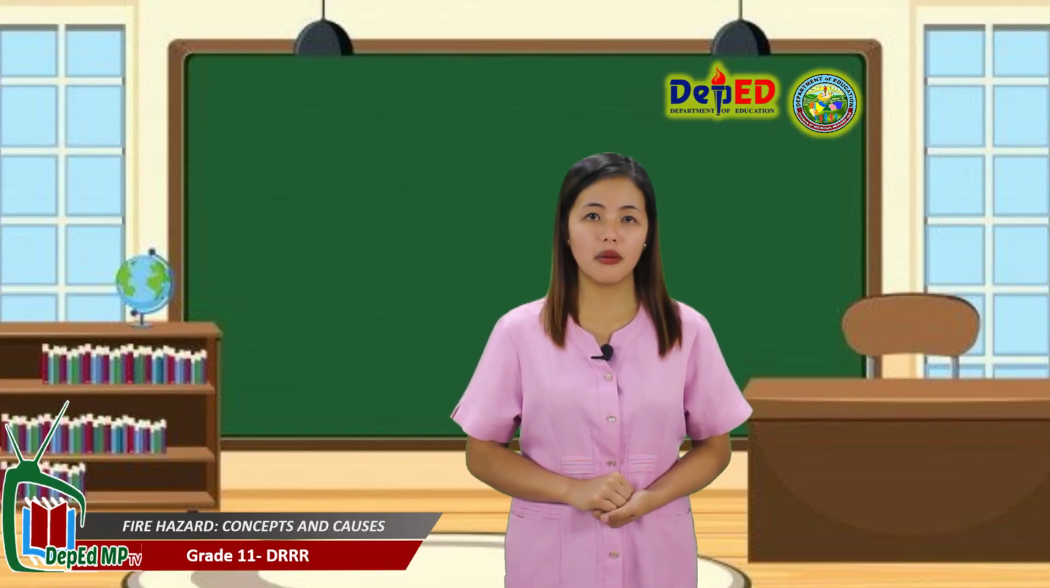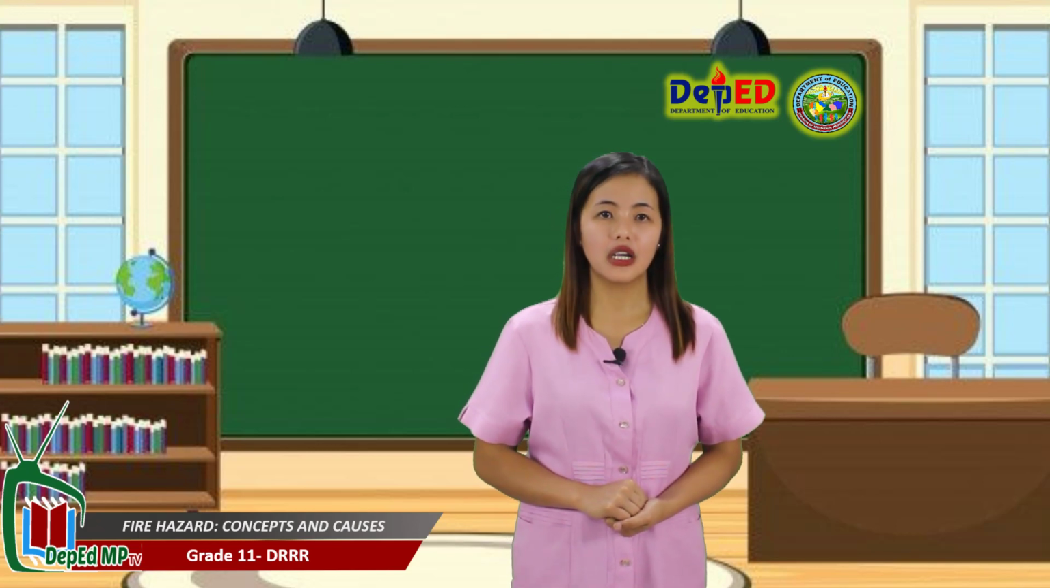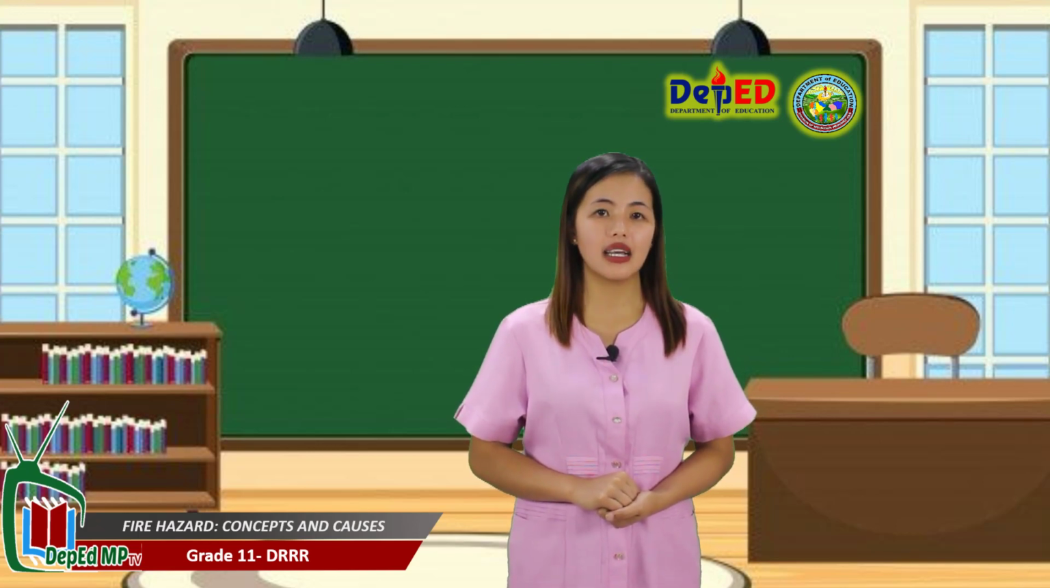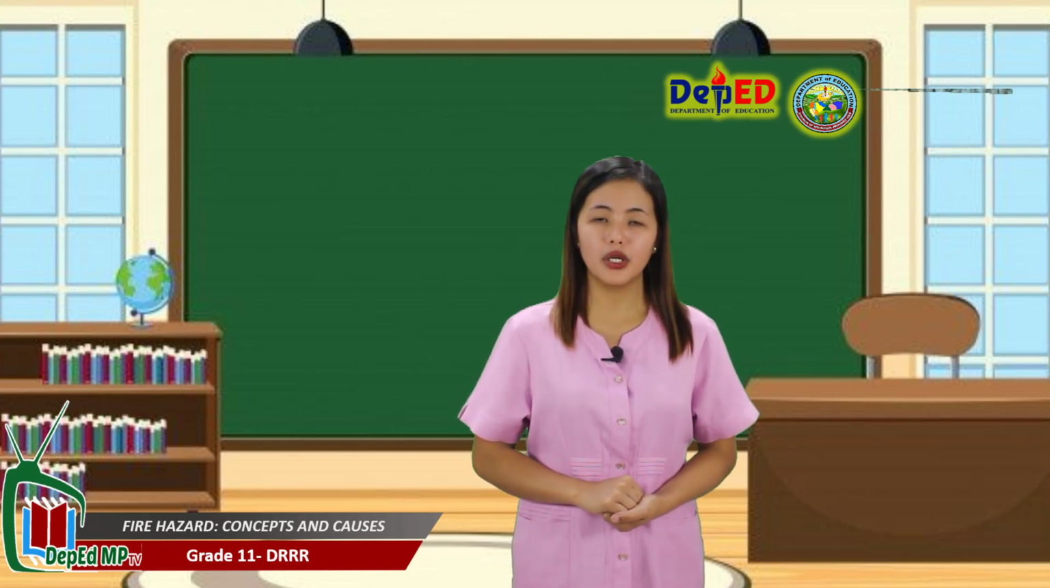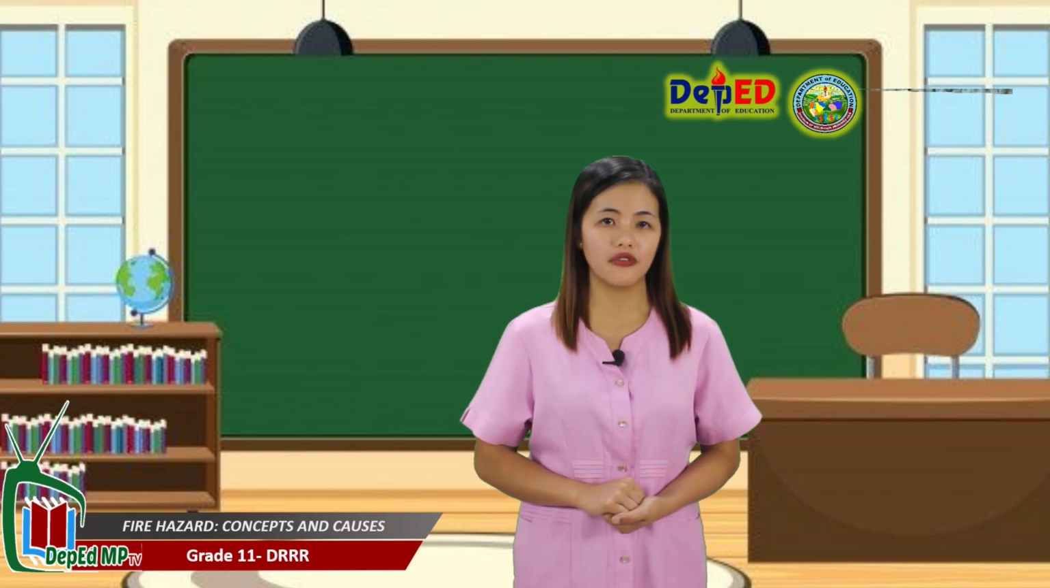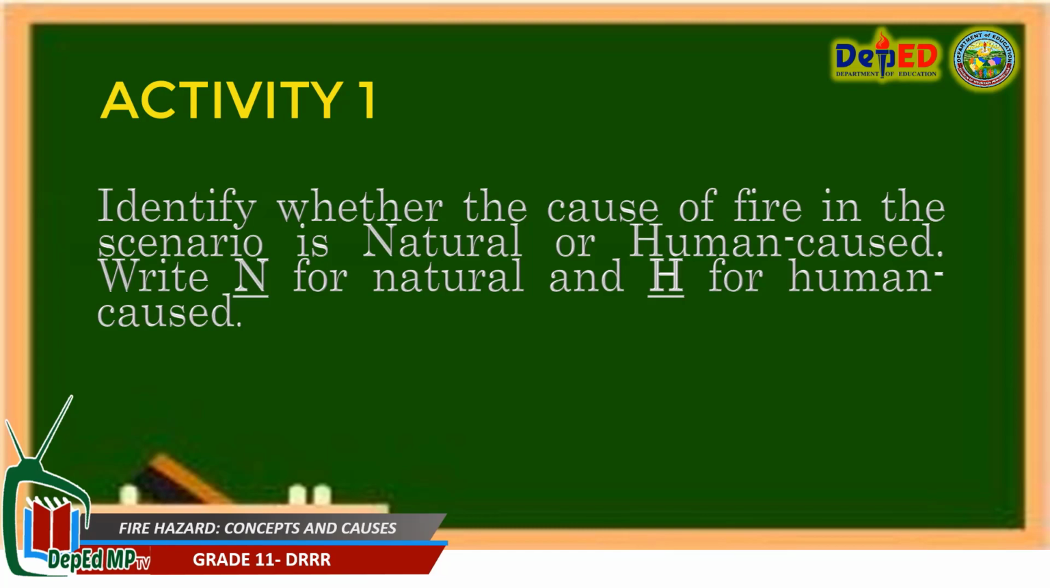Now that you learned something from our topic or discussion, I am very positive that you know and can identify the causes of fire. It is time to test if you know the difference between man-made and natural disaster causes of fire. So, let us do the activities. Identify whether the cause of fire in the scenario is natural or human caused. Write N for natural and H for human caused.